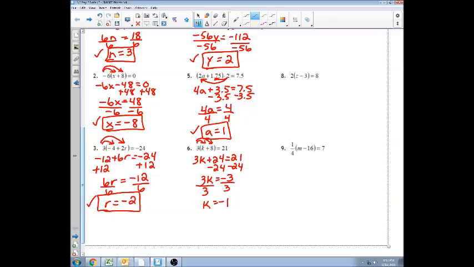Let's see if that is correct. Well, if I put negative 1 in for k, it would be negative 1 plus 8, which is 7. 3 times 7 is 21. So my answer will be good.